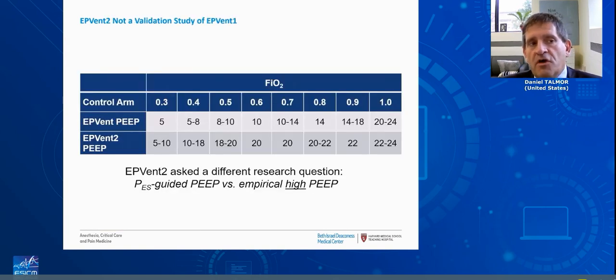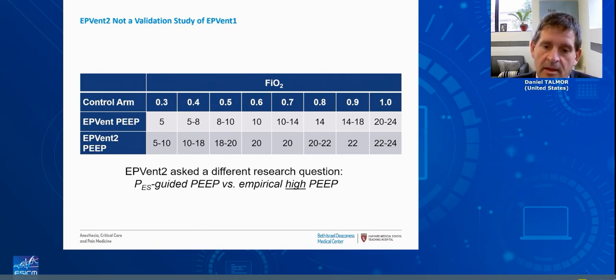So first of all, EPVent-2, the second study, was not EPVent-1. We used a very different control arm. The question asked in EPVent-2 was, is esophageal pressure guided PEEP better than empirical high levels of PEEP? The original EPVent-1 study had lower levels of PEEP.